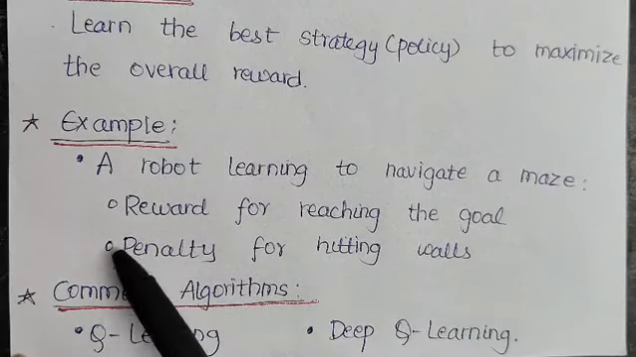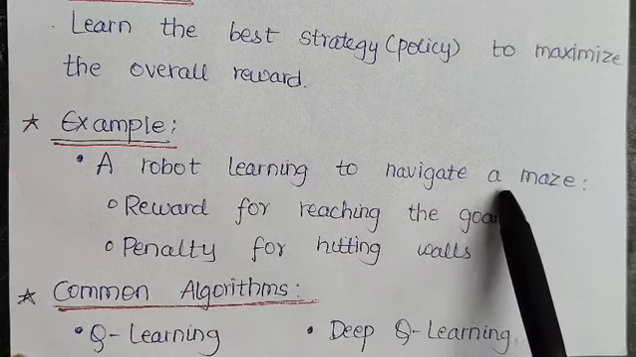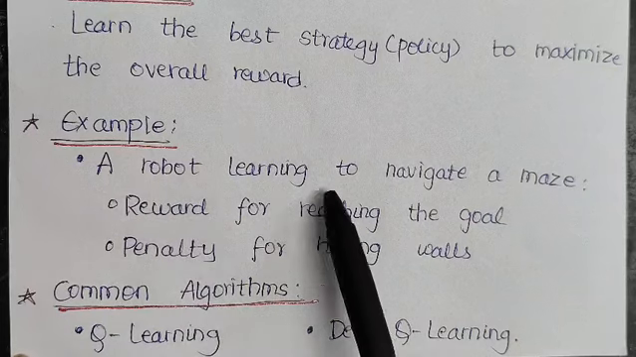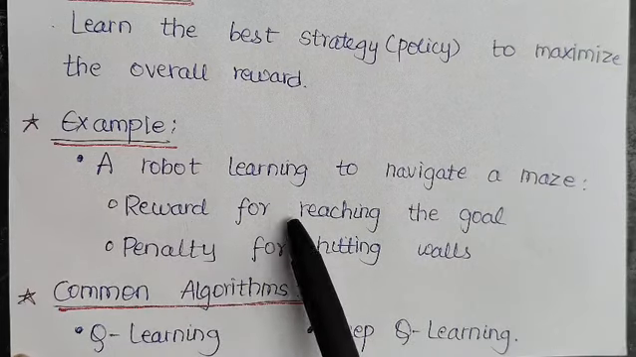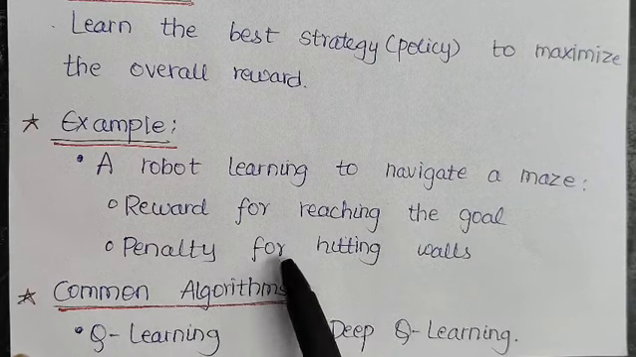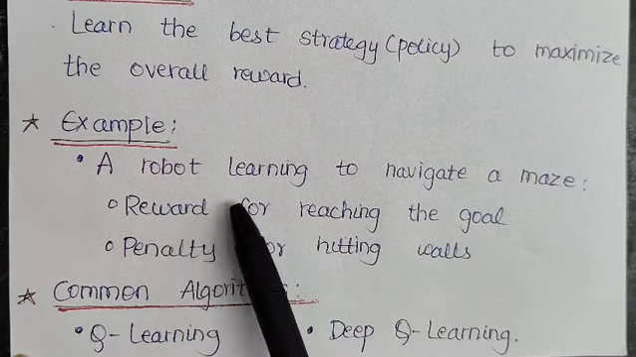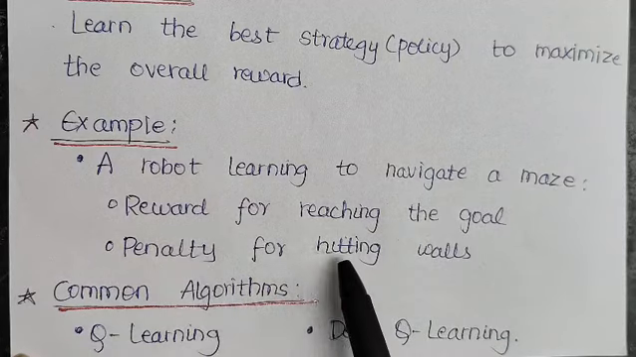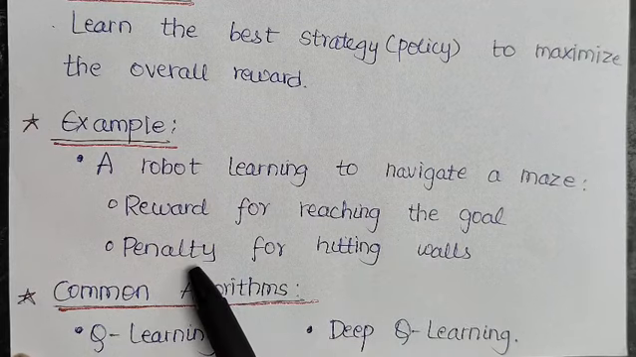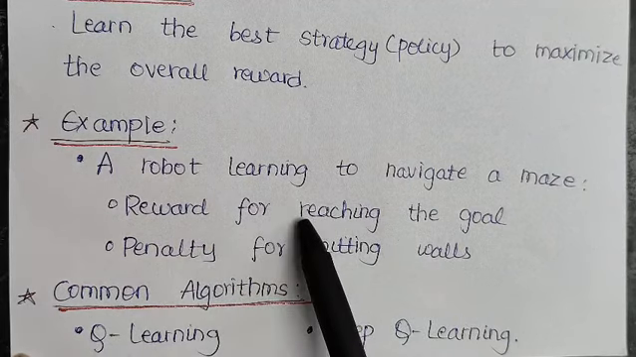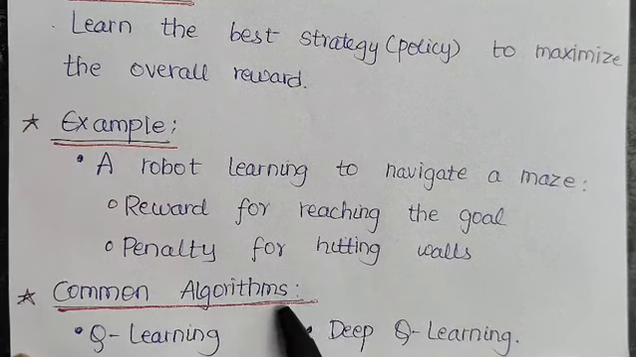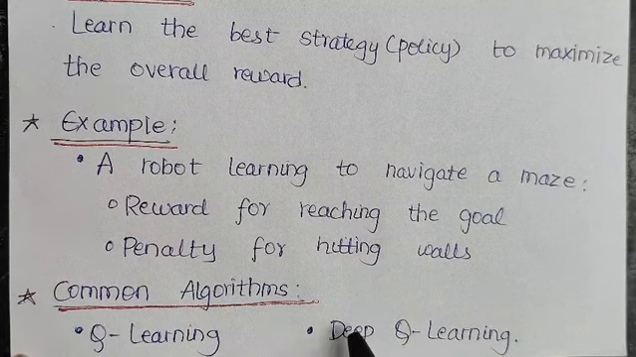An example of reinforcement learning: a robot learning to navigate a maze, with a reward for reaching the goal and a penalty for hitting the wall. If the robot reaches the goal, it gets the reward, and if it hits the wall, it gets the penalty. The common algorithms present in reinforcement learning are Q-learning and deep Q-learning.